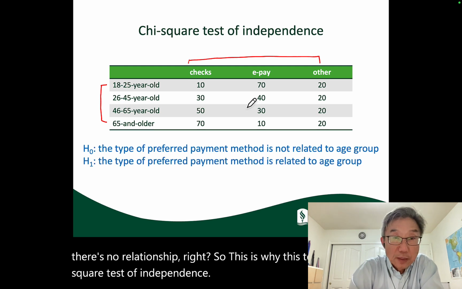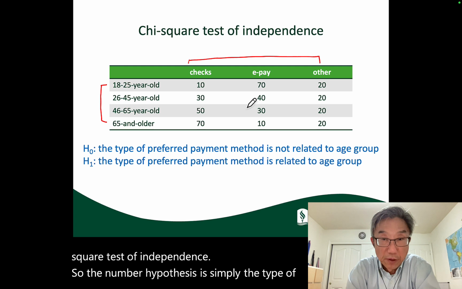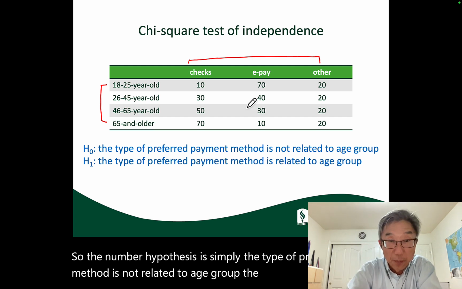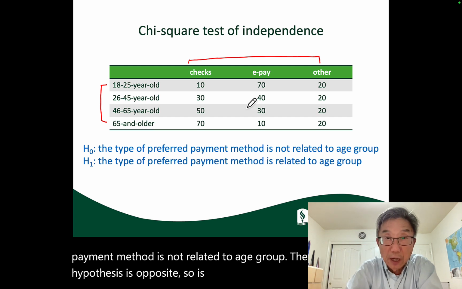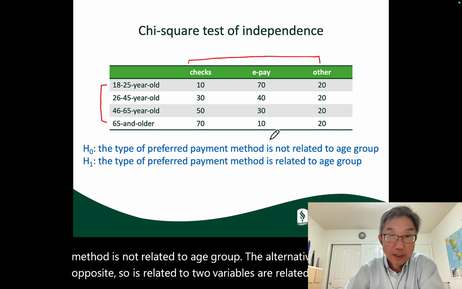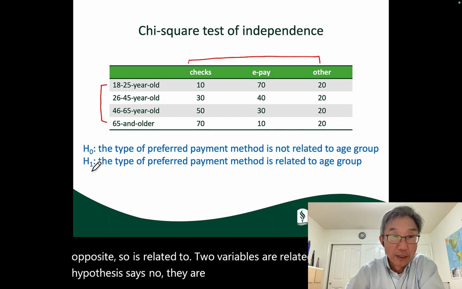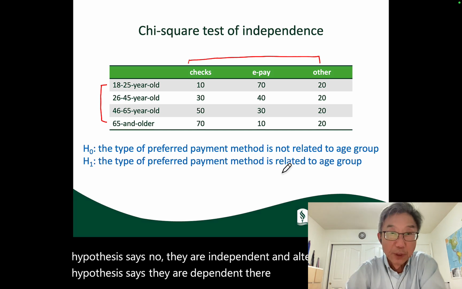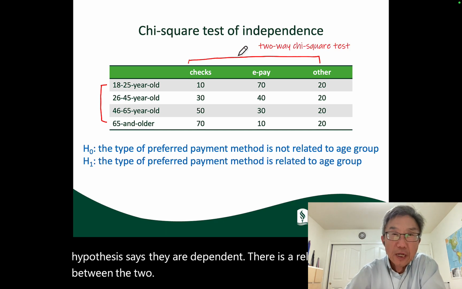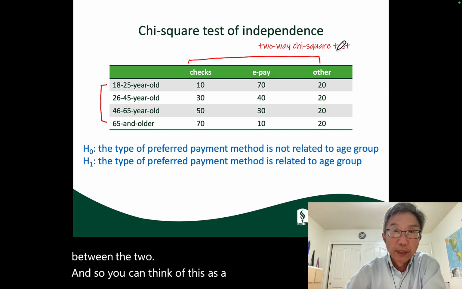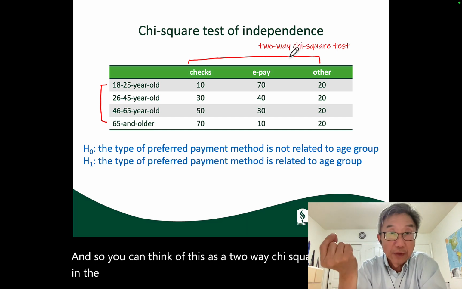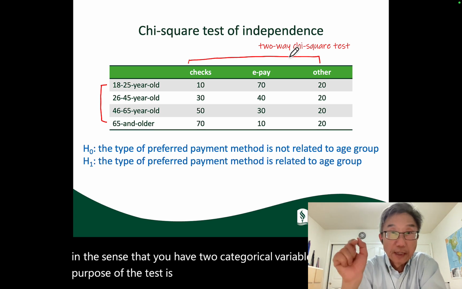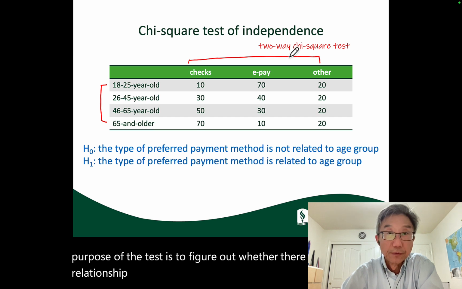So the null hypothesis is simply the type of preferred payment method is not related to age group. The alternative hypothesis is the opposite. So it is related. The 2 variables are related. So the null hypothesis says no, they are independent, and alternative hypothesis says they are dependent. There is a relationship between the 2. And so you can think of this as a 2-way chi-square test. 2-way in the sense that you have 2 categorical variables. And the purpose of the test is to figure out whether there is a significant relationship between the 2 categorical variables.